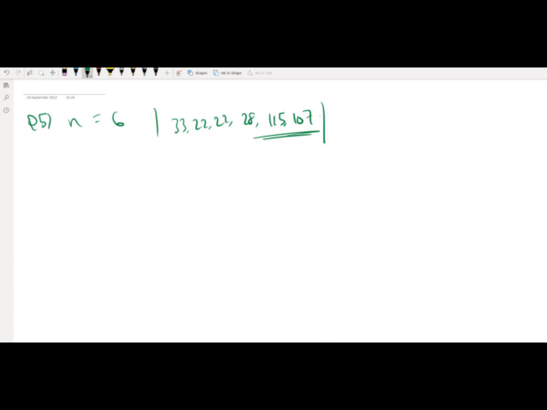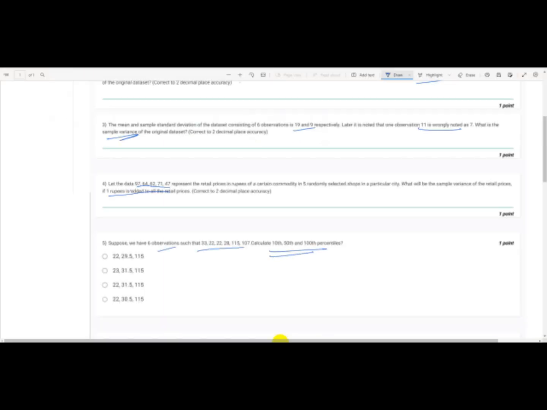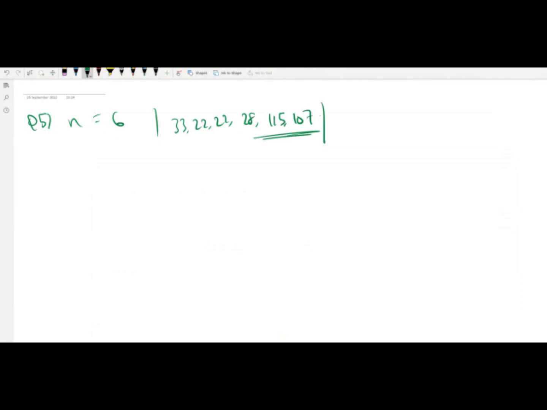And now what are we asked to find out? We are asked to find the 10th, 50th and 100th percentiles. How do we find out the percentiles? I think you all must know the formula at least. Percentile is n into p, where n stands for the number of observations, and p stands for the percentile that we are asked to find out.